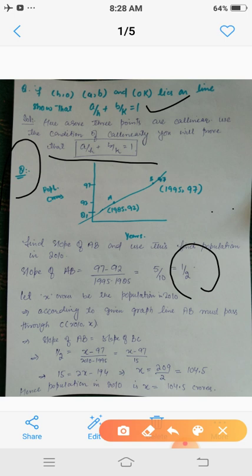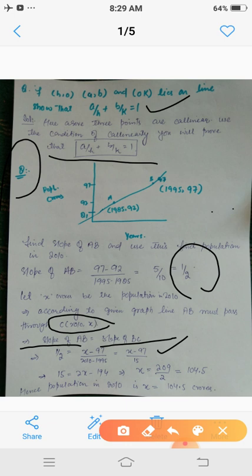Let x be the population in 2010 in crores. So according to the given graph, this line AB must pass through the point C(2010, x), which implies that these three points A, B and C(2010, x) are collinear, which implies that the slope of AB equals the slope of BC. Here the slope of AB is 1 by 2, because we have to use this very concept. Now the slope of BC equals the difference of y coordinates, that is (x minus 97) upon (2010 minus 1995), which is simply (x minus 97) upon 15.